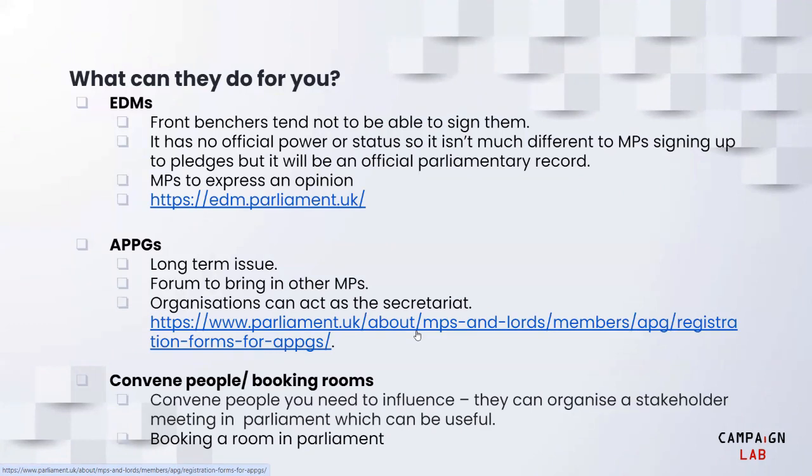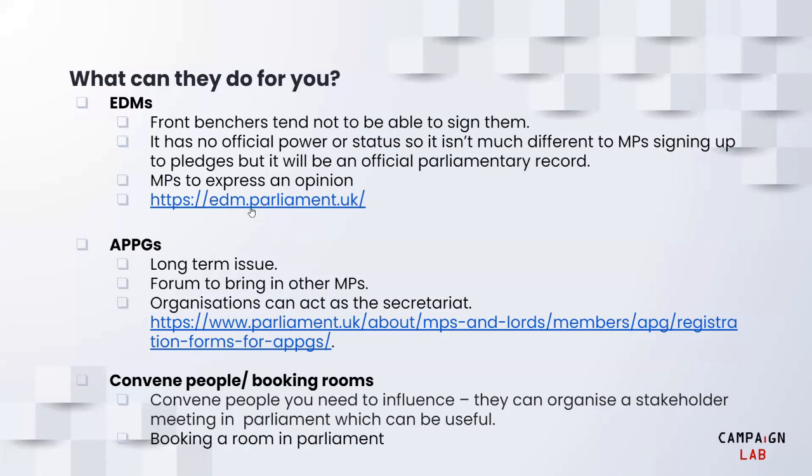They can table an early day motion, which has no official power or status, but it's a parliamentary record of these MPs supporting this issue. So if you want an official record, or a way to understand what your support is like around an issue, you can do an EDM. It's a way for MPs to express an opinion.